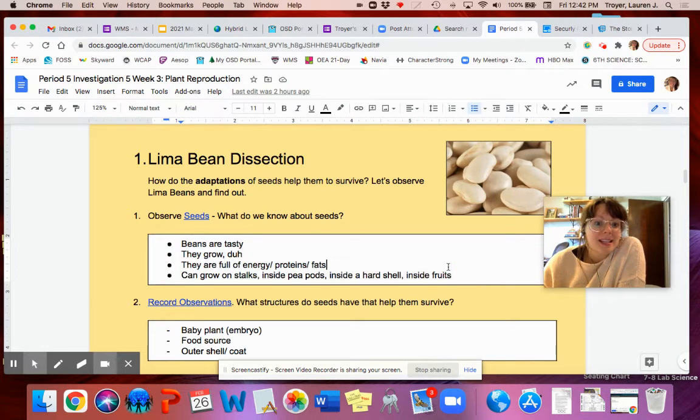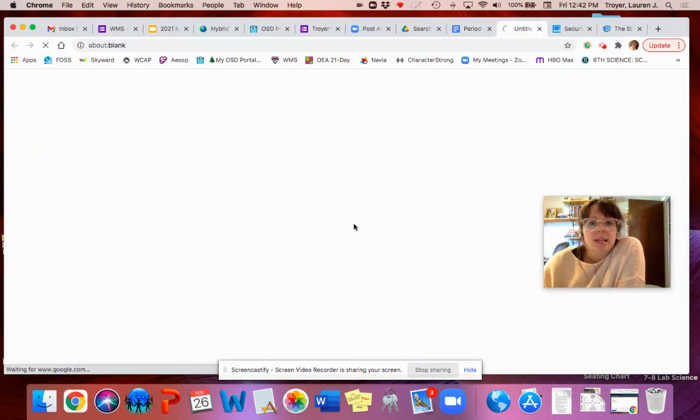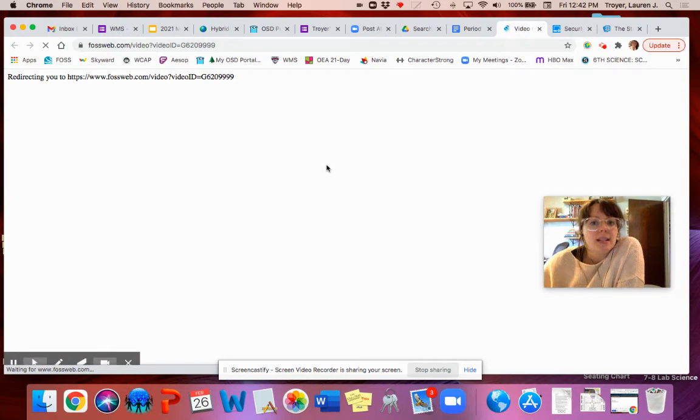Beans are tasty, they grow, they're full of energy, protein, fats. They can grow in stalks, inside pea pods, inside a hard shell, inside fruits. And then we thought about, okay, well, what structures do they have to help them survive? And if you look at this video, you're going to see a seed, a lima bean.